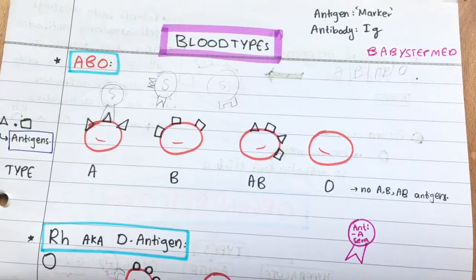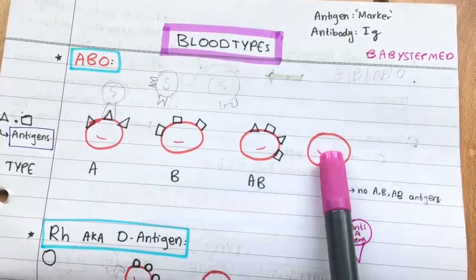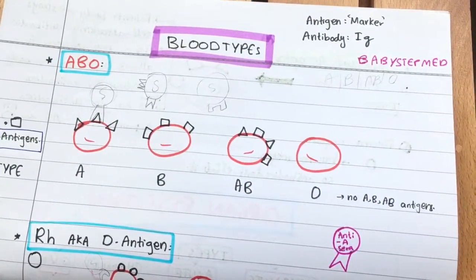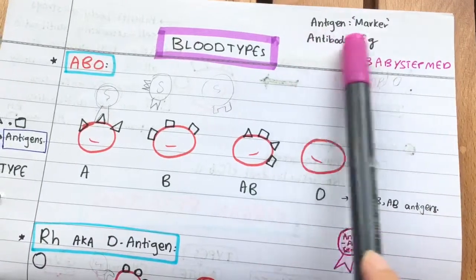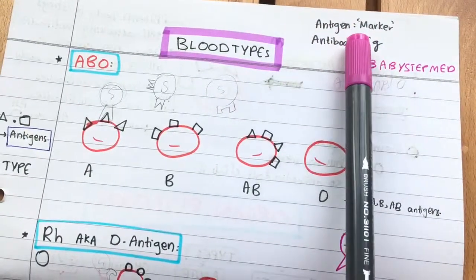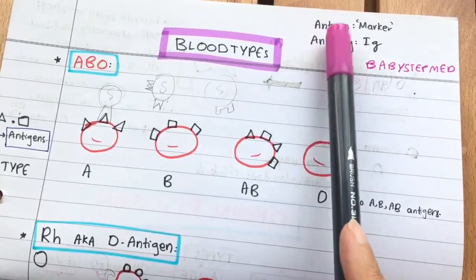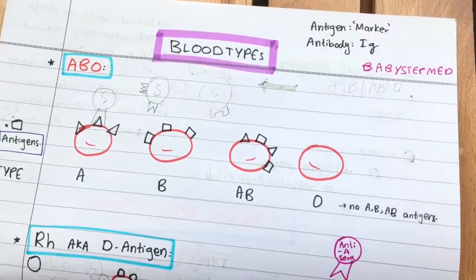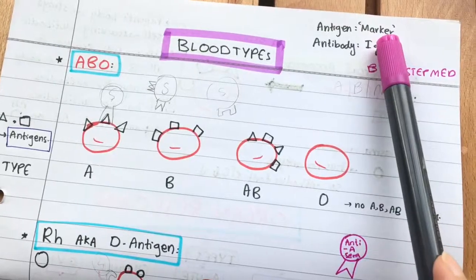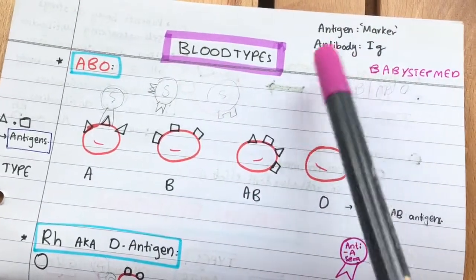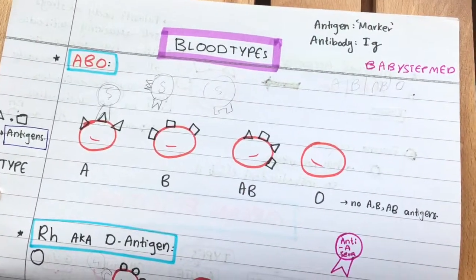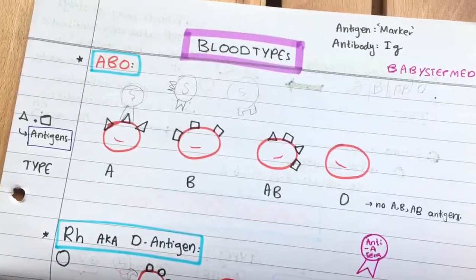So basically, we have four blood types: A, B, AB, and O. And what you need to know is what an antigen is. An antigen is basically an antibody generator. So it's basically a marker, and once this marker is introduced and an antibody responds to it, it's going to cause a reaction. Okay, so that's what you need to know.